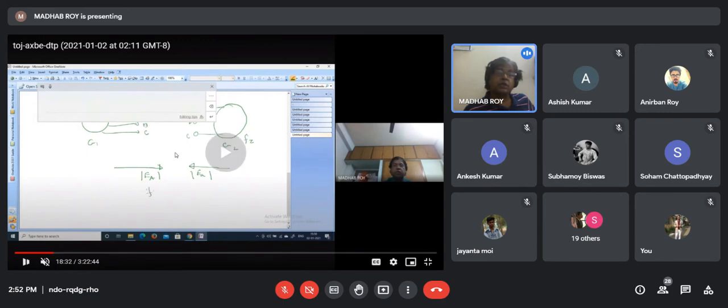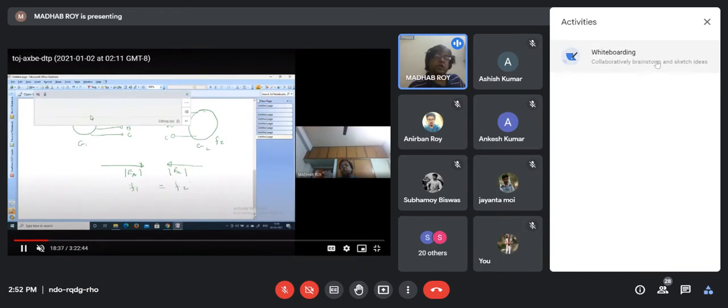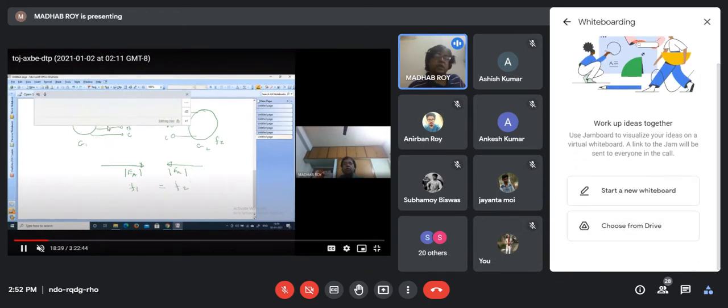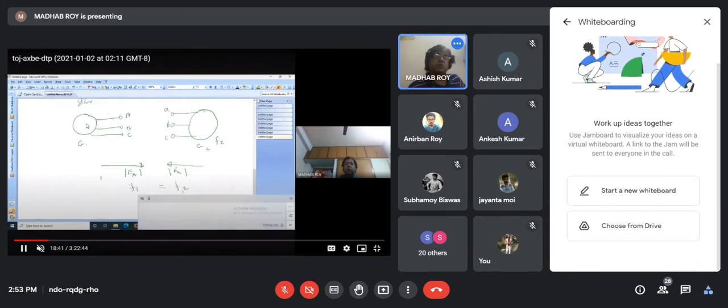Now, what is our task basically? Our task is to synchronize these two generators. One generator is here in our laboratory, which will be driven by the prime mover in our laboratory. Another generator is already on the bus bar.